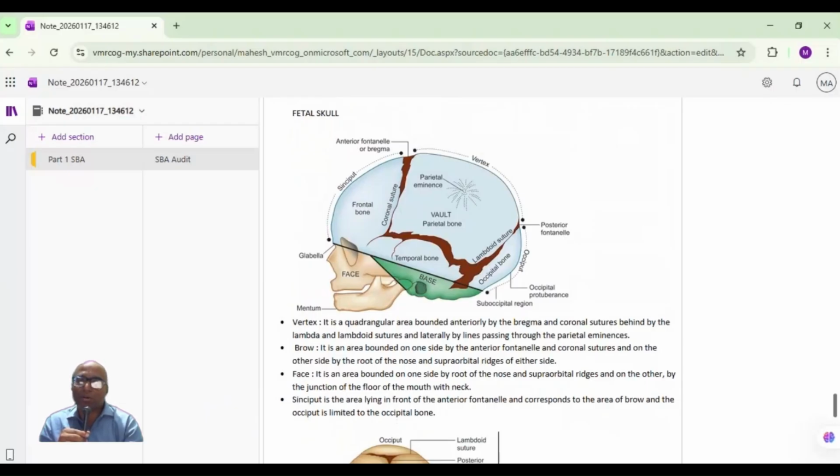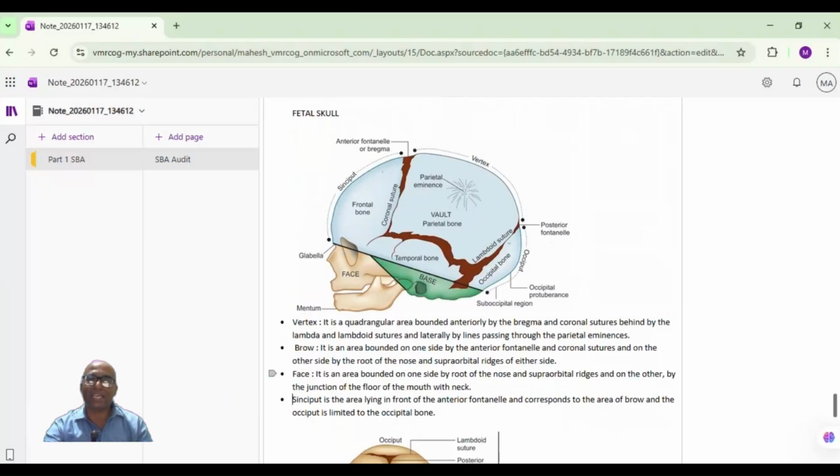Vertex is a quadrangular area bounded anteriorly by the bregma and coronal sutures, behind by the lambda and the lambdoid sutures. So here you have the coronal sutures and the bregma anteriorly, and lambdoid suture and the lambda posteriorly, laterally by the line passing through the parietal eminence. The brow is an area bounded on one side by the anterior fontanelle and coronal sutures, and on the other side by the root of the nose and the supraorbital ridges. So that corresponds to the area of the sinciput also.